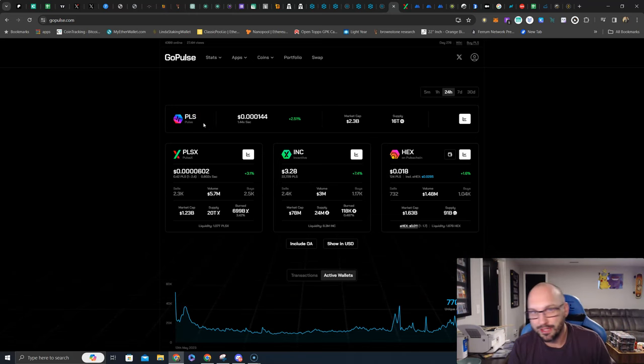PLS is equivalent to Ethereum. It is the network token. PulseX is equivalent to Uni on steroids because that is a buyback and burn. It's already bought back and burned 3.42% of its supply. 699 billion PLSX. Okay?